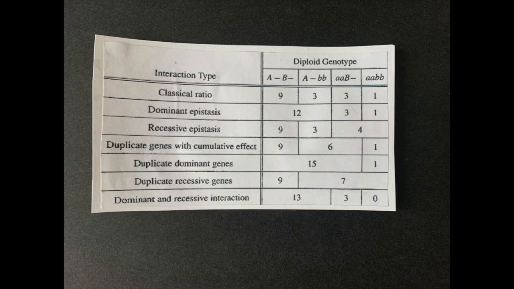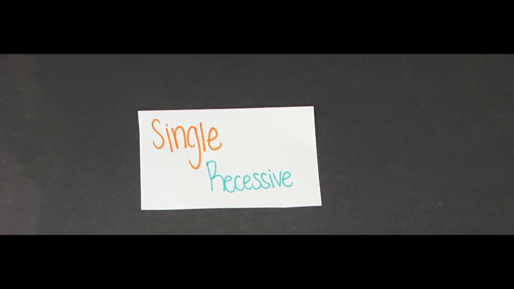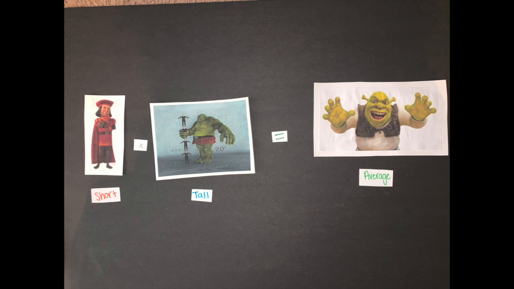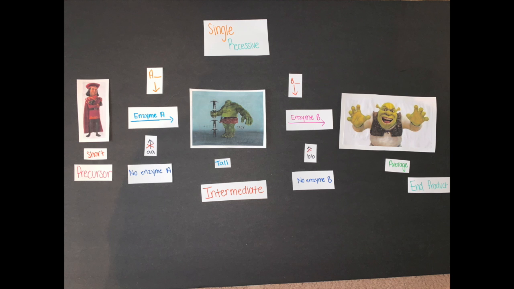When it comes to epistasis, there are 6 different types. The type being discussed today is single recessive. I'll show you an example. Let's say 2 ogres mate, one short and one tall. The offspring they create can be average height.